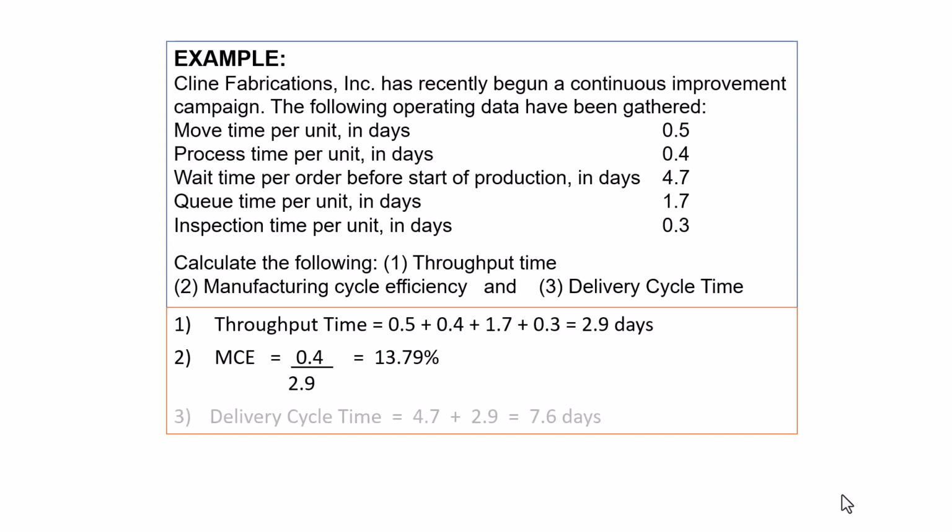Our final calculation is delivery cycle time, and that will be the wait time of 4.7 days plus the throughput time, or the manufacturing time, of 2.9 days. So the delivery cycle time is 7.6 days, meaning the time from when the order is received to the time it is shipped to the customer is 7.6 days. So while these are non-financial in nature, they will improve efficiency, which of course will have an impact on costs.